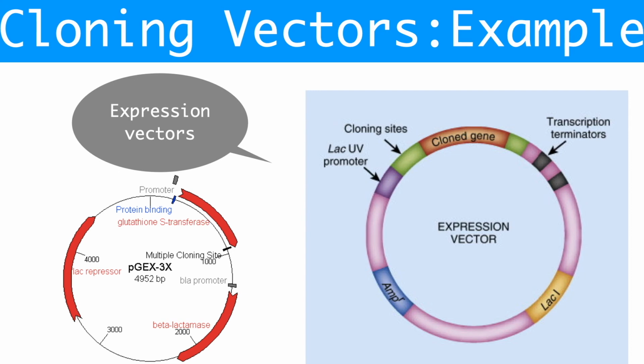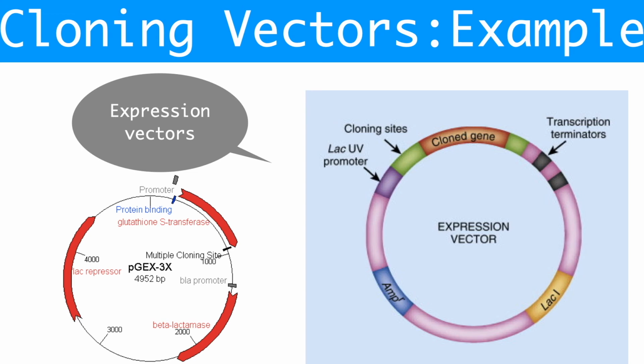Once we put our desired gene of interest into the expression vector, then we introduce it into a specific cell, and it can commandeer the cell's mechanism for protein synthesis to produce the protein encoded by that gene. So usually expression vectors are used to produce the protein encoded by the targeted gene.